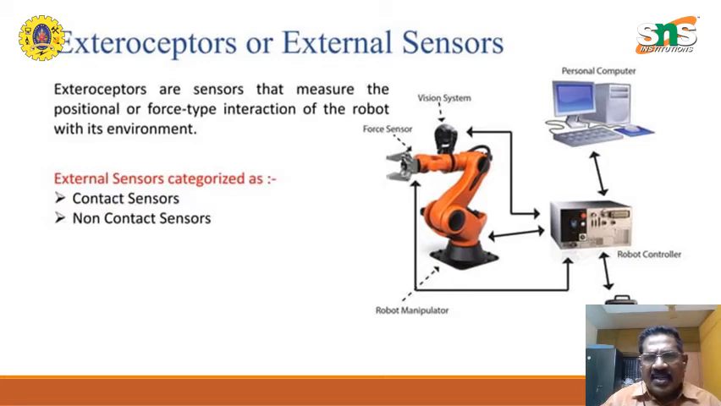Exteroceptors, or the external sensors, measure the position or the force type interaction of the robot with its environment. You have the contact and the non-contact type.